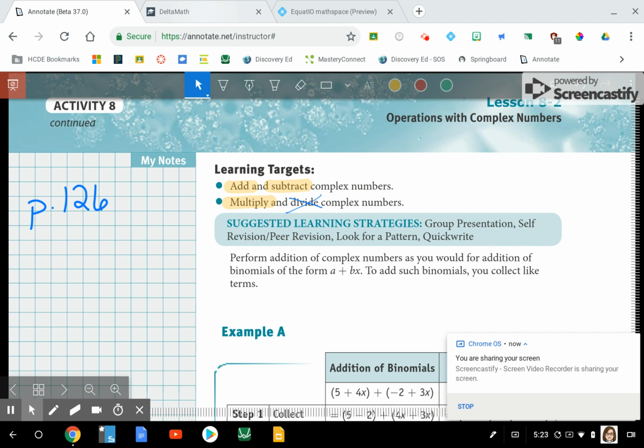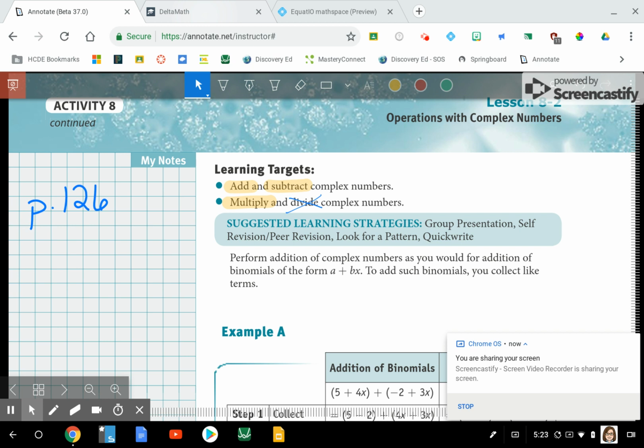Today we're going to be in lesson 8-2, operations of complex numbers. This is on page 126. So our learning objectives and learning targets for today are to add and subtract complex numbers and also to multiply complex numbers. We will not be dividing. That is not part of our standard.